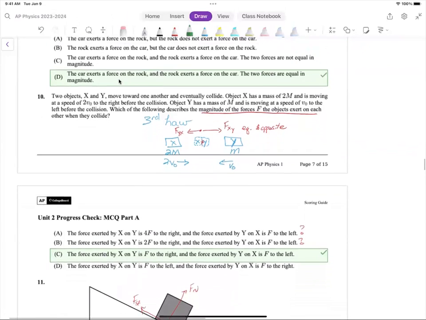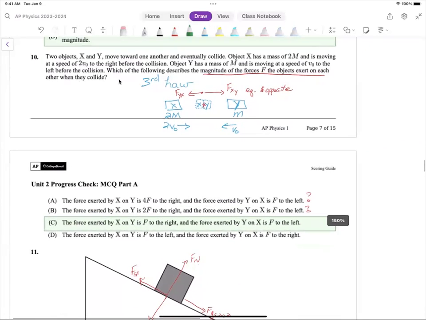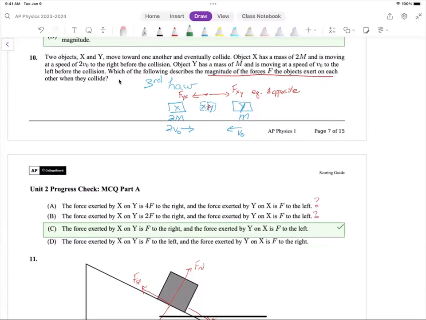Moving on. Number 10. Two objects, X and Y, move towards each other and eventually collide.